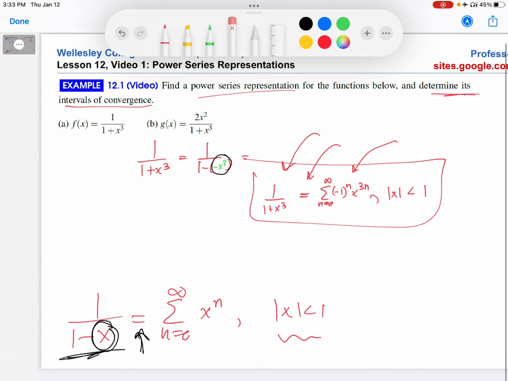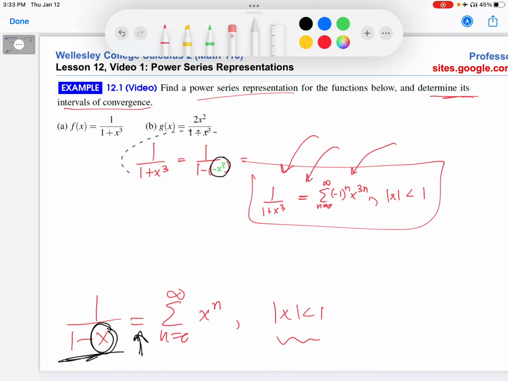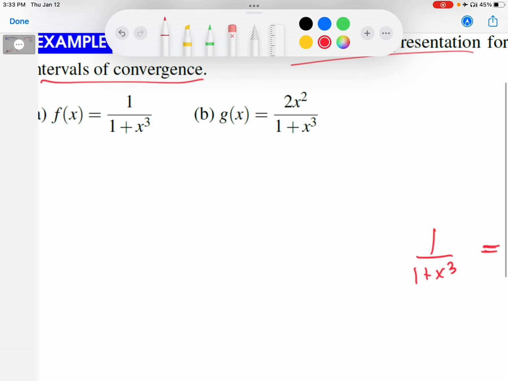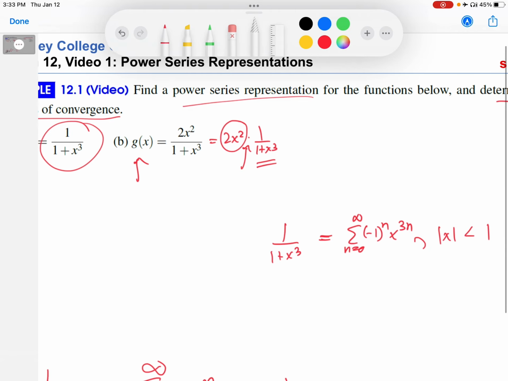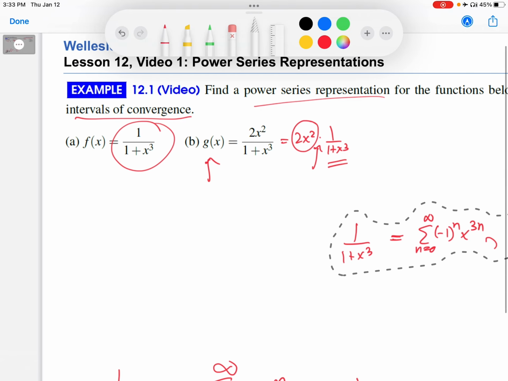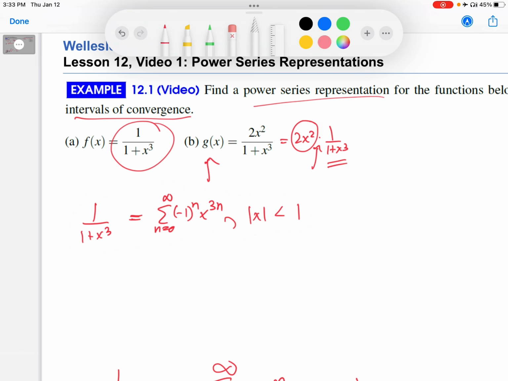So now let's go back and take a look at part B. This will be a little faster now, partly because we know what we're doing, and also because if we look at the function here, g of x, it's actually 2x squared times 1 over 1 plus x cubed. So 1 over 1 plus x cubed is the same function that we just finished working on. This new function g of x is just 2x squared multiplied by that. So I'm going to take this result, which was for part A, and move it over here. Let's label that part A.